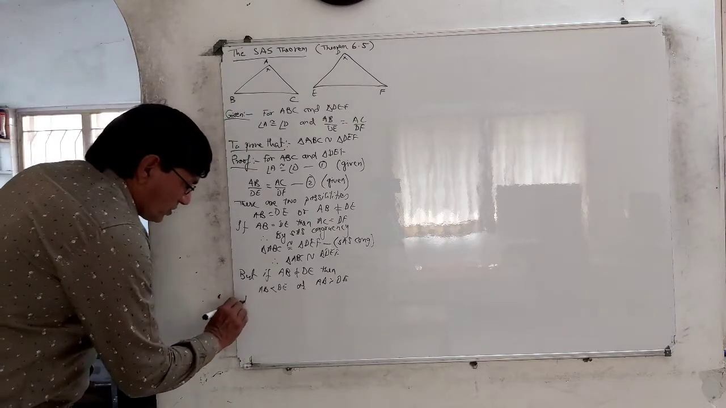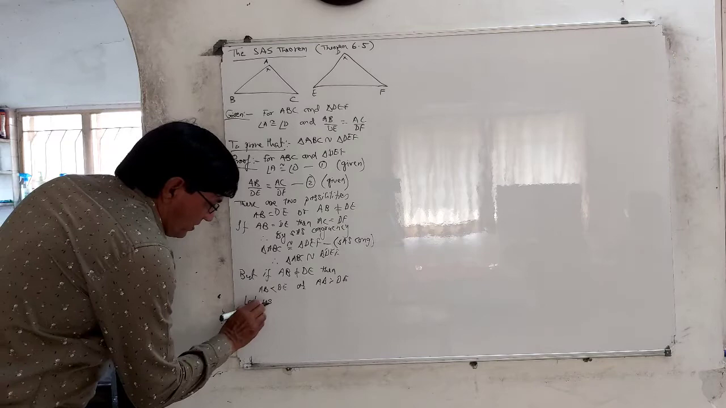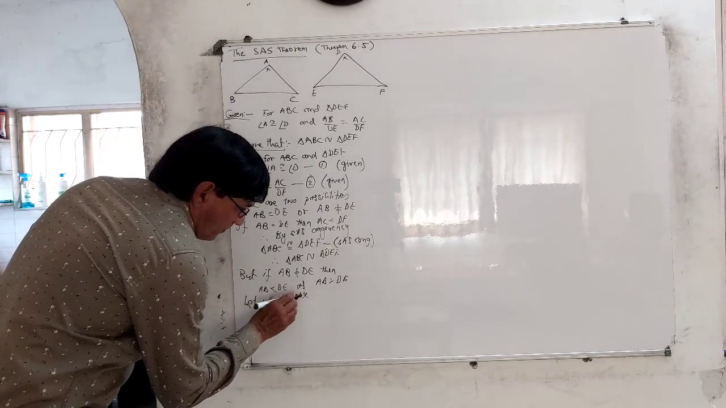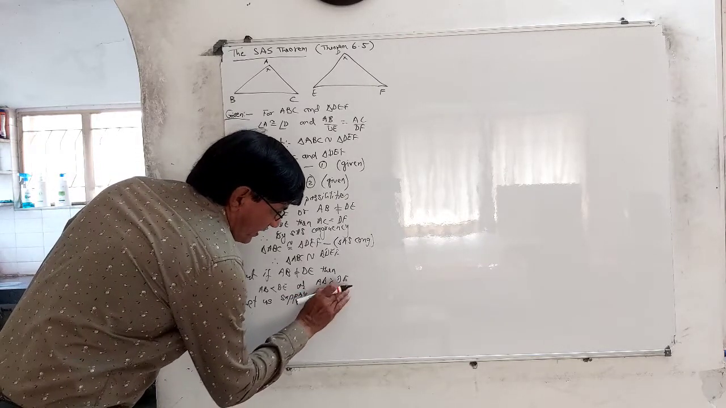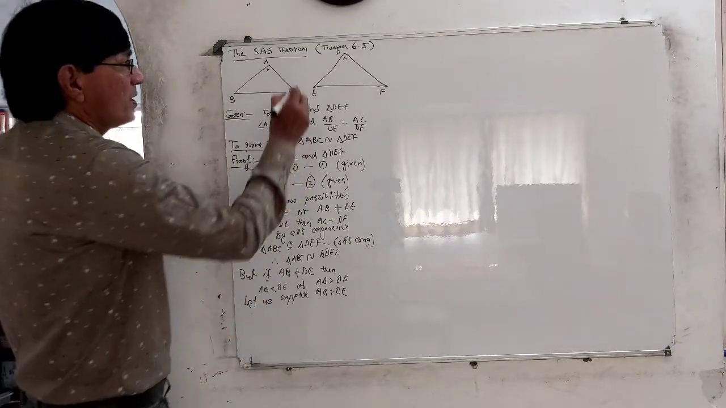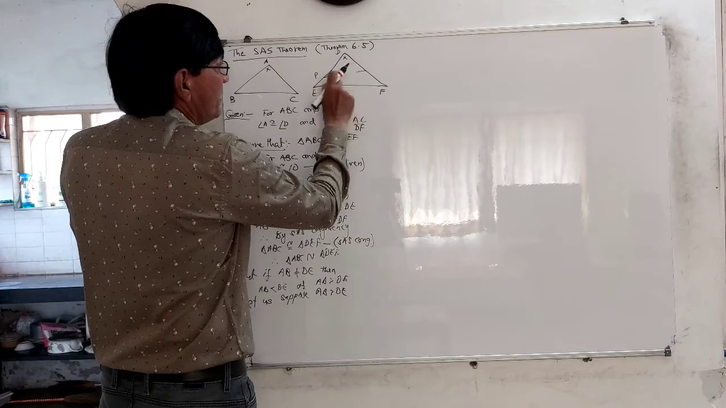So let us suppose AB is greater than DE. Okay, AB is greater than DE. Then you see there is a point. If AB is greater than DE, there is a point P.